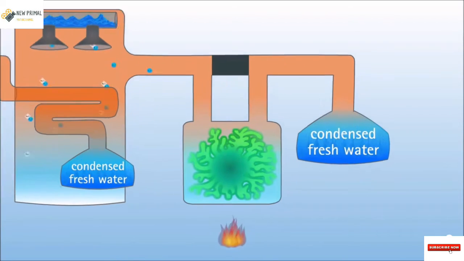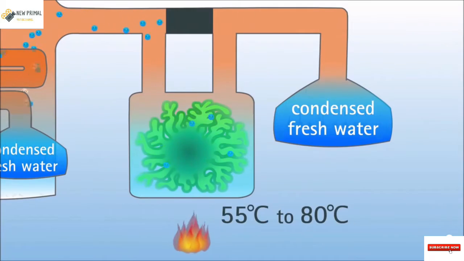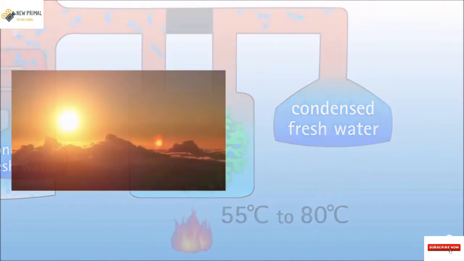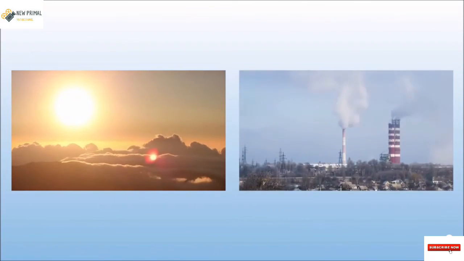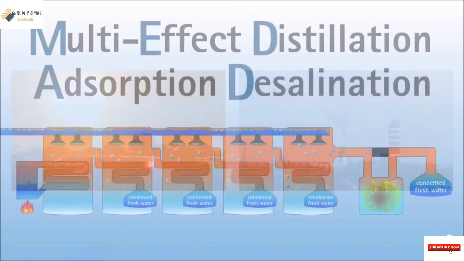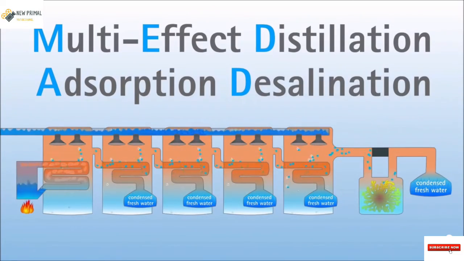The gel only needs to be heated to a temperature between 55 and 80 degrees Celsius. This heat is easily provided by renewable energy sources like the sun, or otherwise wasted heat sources like industrial exhaust. By adding adsorption desalination to existing systems, you can up to double the freshwater output without requiring any additional energy input.